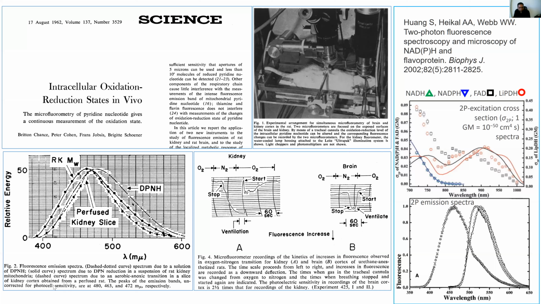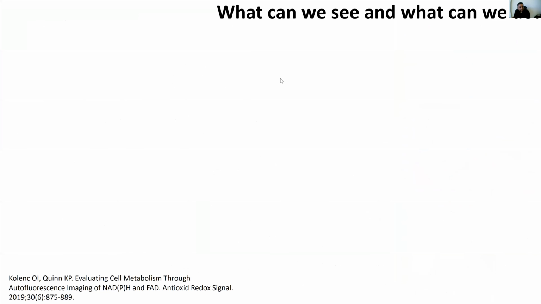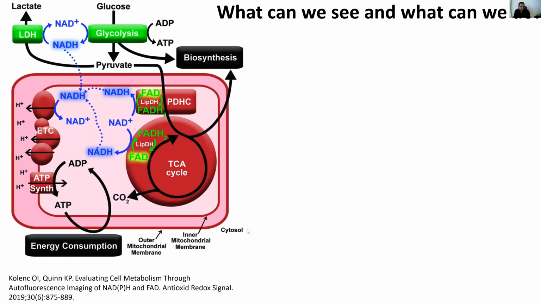A few of the figures that I took for this presentation are from this review from Kyle Quinn at the University of Arkansas. And what we can see is basically this, right? It's a very simplified diagram of metabolism. And you are looking at NADH. You are looking at mitochondria or cytoplasm or outside in the nucleus.